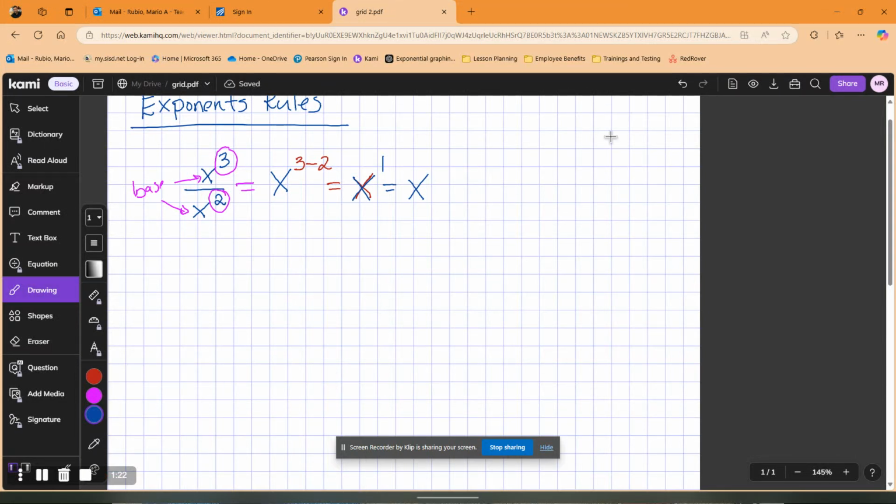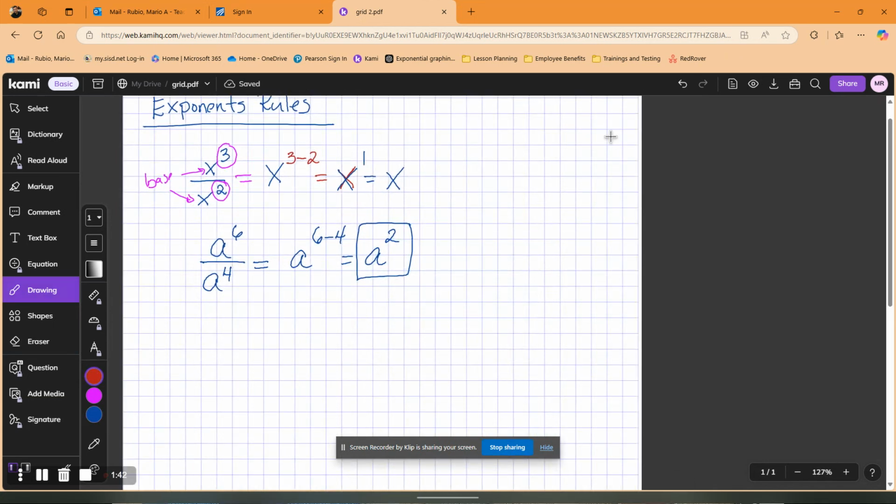Let's say you have a to the power of 6 divided by a to the power of 4. Remember the rule. We keep the same base, subtract the exponents, and our answer is a to the second power. In the notes section, you're going to see some more complicated examples.